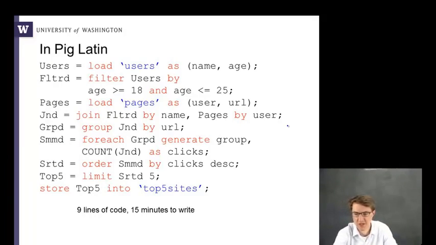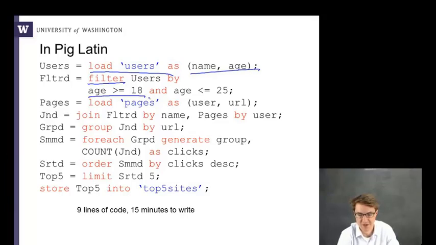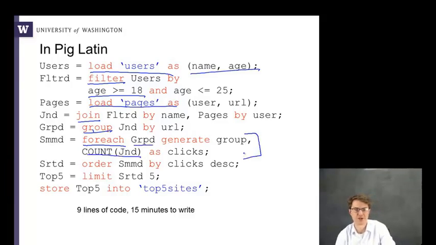Fine, so here's what it looks like. Load the user data according to a particular schema. Filter the user data based on the age range. Load the pages data. Perform a join. Group. Then you say, well, for each group, count the number of clicks, and we'll talk about this one, which probably looks the least like relational algebra. And then sort the thing, and then just take the top 5 and store that result into a new file.